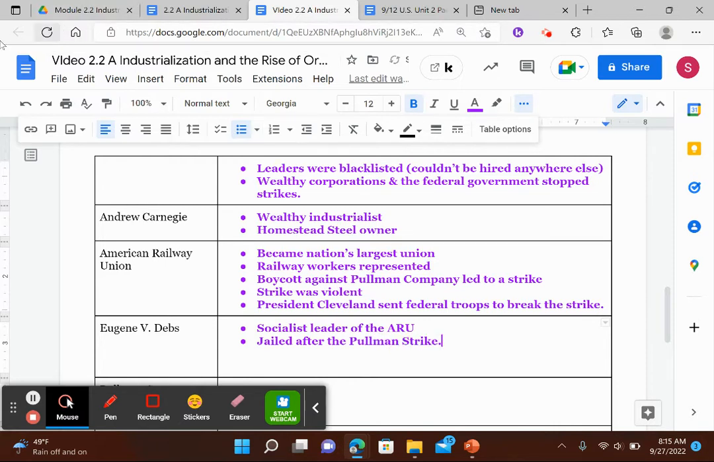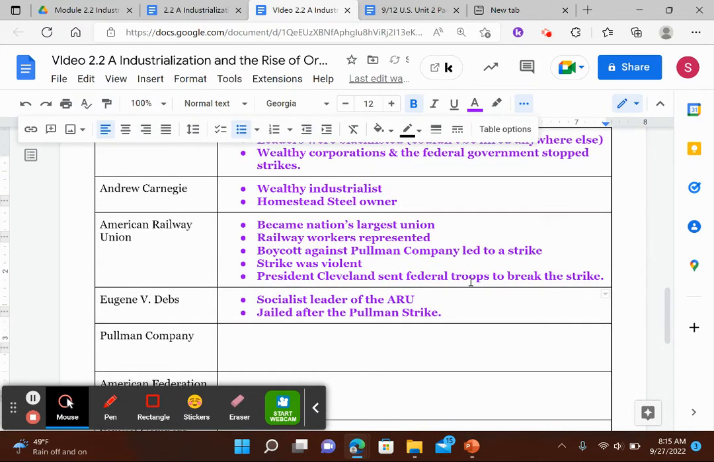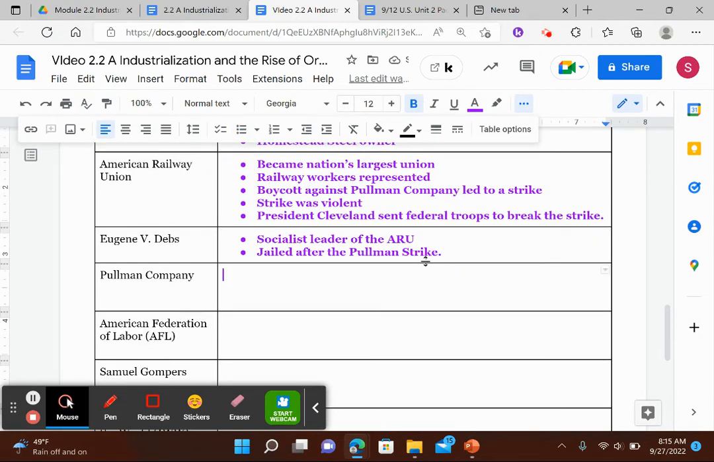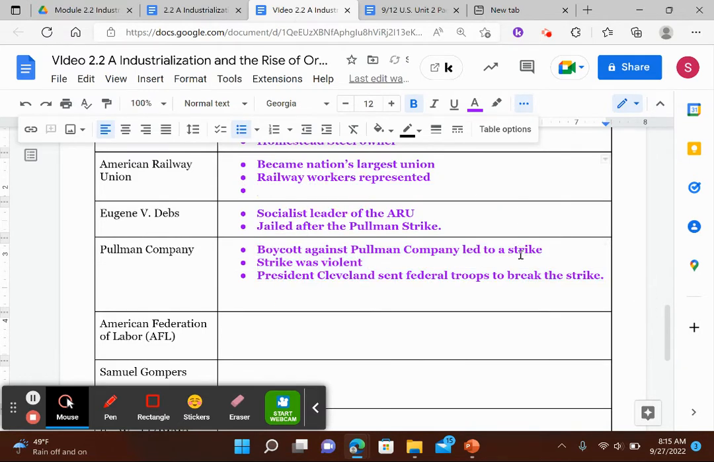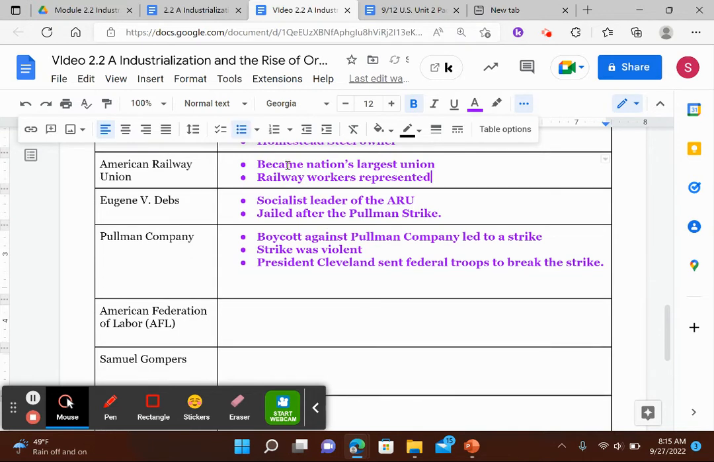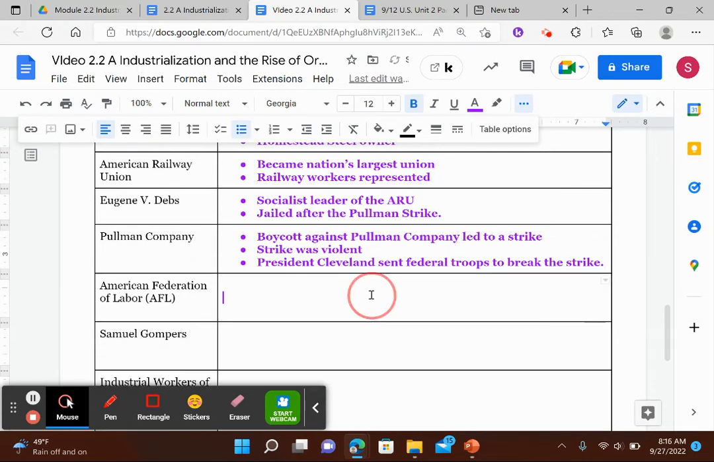Great. All right, let's go ahead and move on. So at any time you can hit pause so that you can get the notes down. The Pullman Company, we're going to go with, how about this? We're just going to put those notes there, okay? So if you already wrote the notes up here, you can go ahead and draw a line to there.